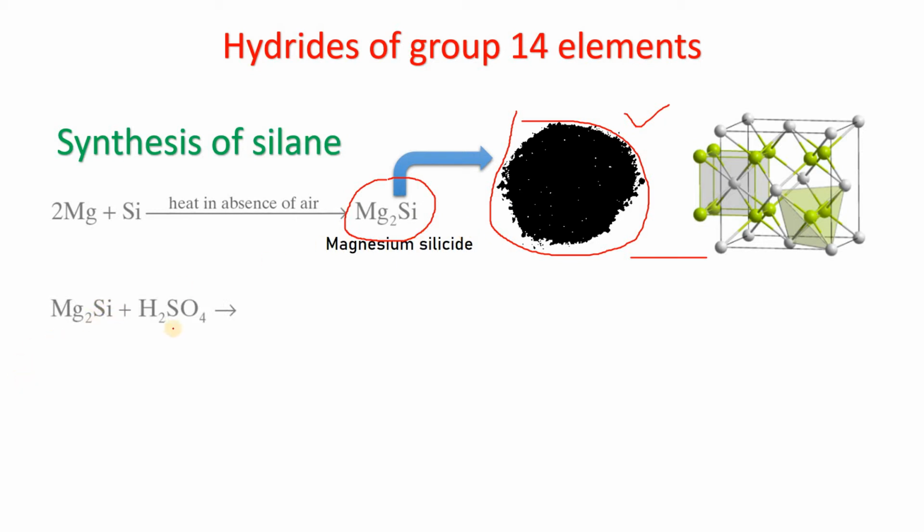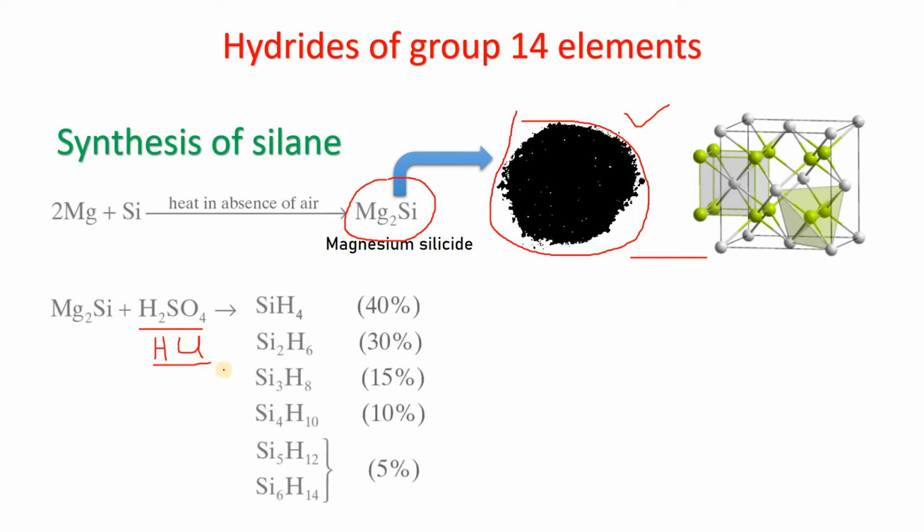When you treat magnesium silicide with sulfuric acid, and HCl also does the same job, you can use HCl also. When treated with sulfuric acid, we get a number of silanes. SiH4 is the major product, 40%. Then the next member, Si2H6, 30%. Then, as the number of silicon atoms increases, the percentage in the product decreases. So monosilane is the major product when you treat magnesium silicide with sulfuric acid or hydrochloric acid.